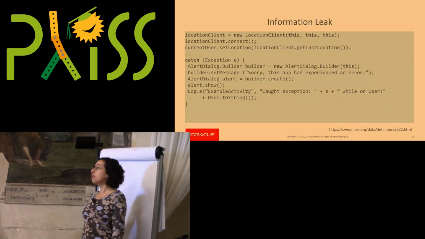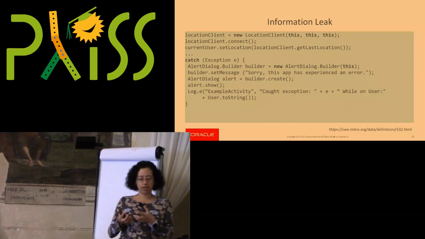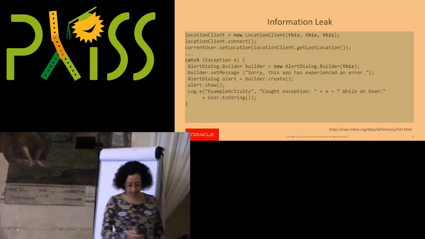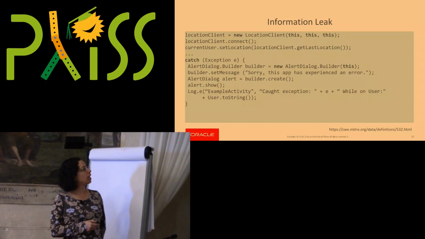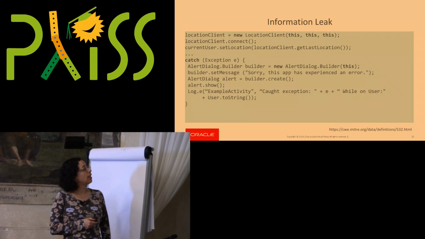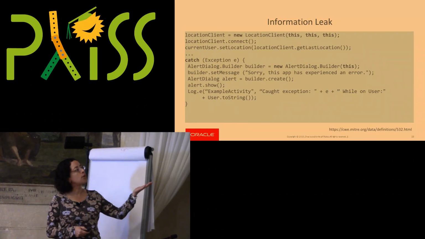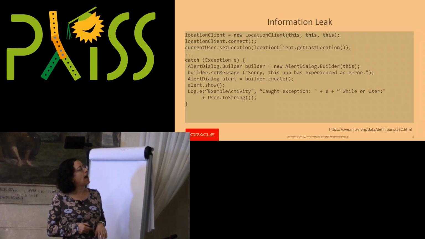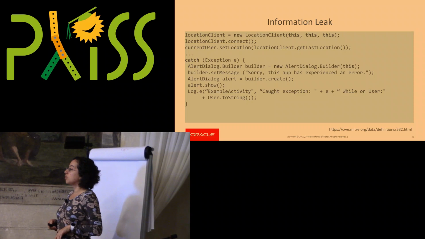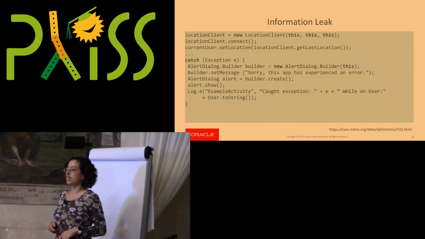And last example, information leak. This is the third type of category that I talked about. With information leak, in this particular case, we have a location for a client, and we're connecting to that location. We're setting the location for a particular current user. Later in the code, there may be an exception. If that exception happens, we're going to display an error: this app has experienced an error. And further, we're going to dump a log. You can see here in the log, we're just dumping information about the code exception. So what is the error in this particular case?